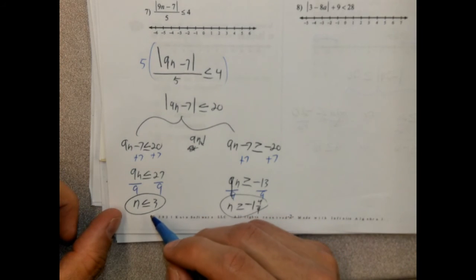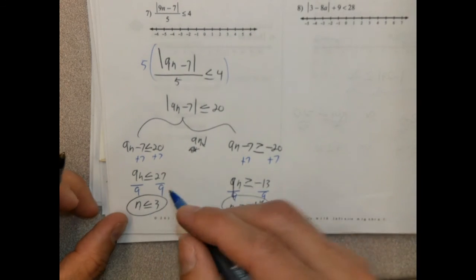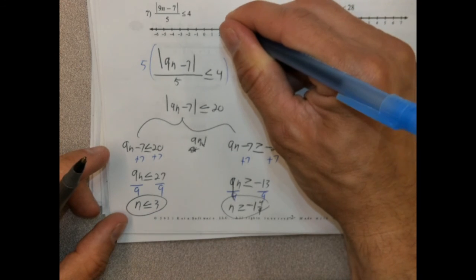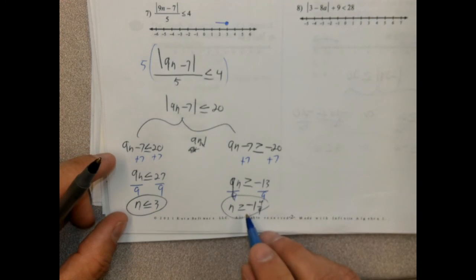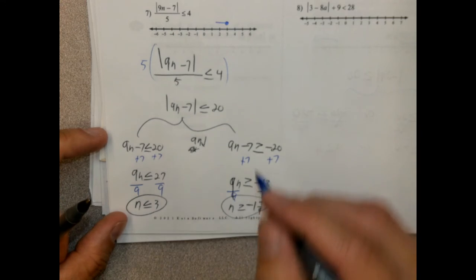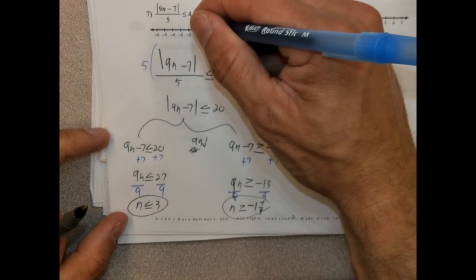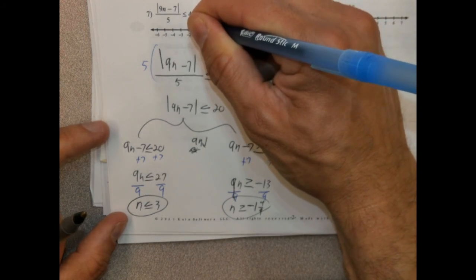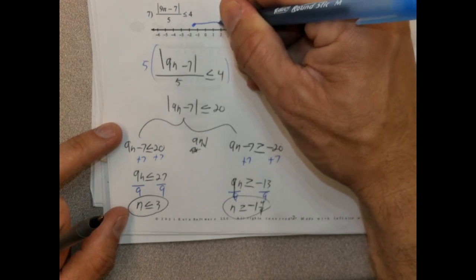Alright, so it's going to be inclusive at 3 going to the left. And this is going to be inclusive at negative 1.5 roughly going to the right. So it's going to be like right here going to the right. And it's an AND statement, this is where they overlap.